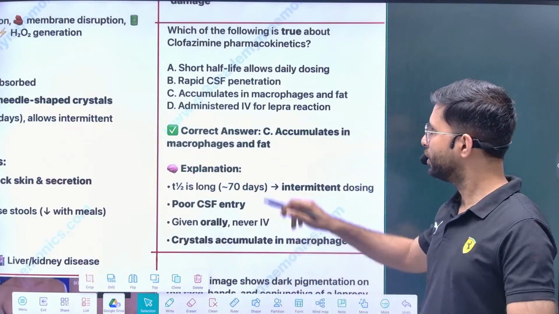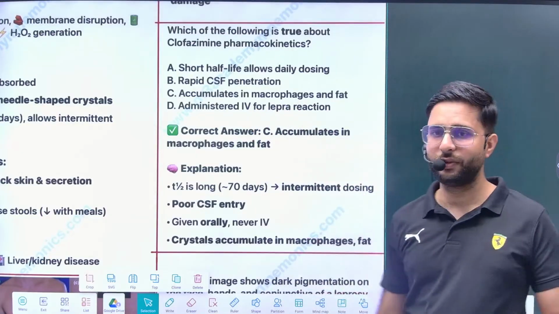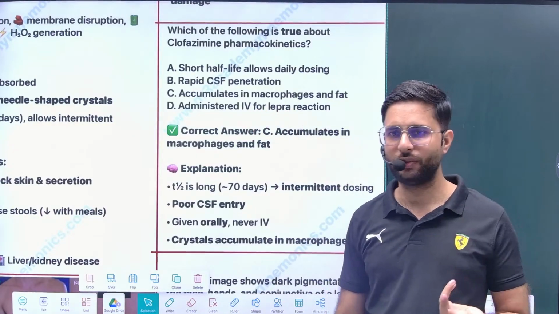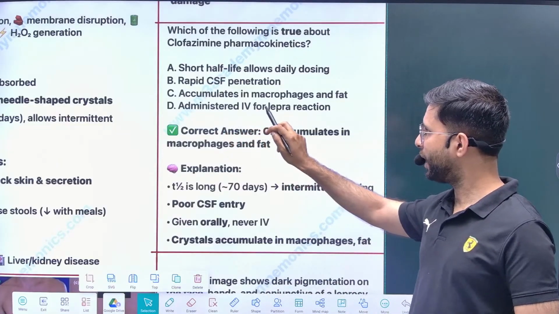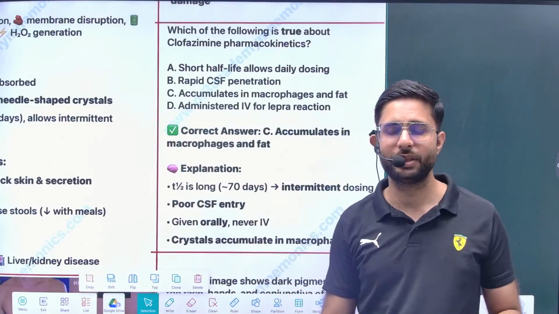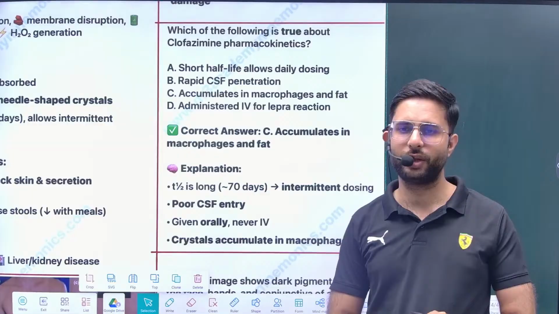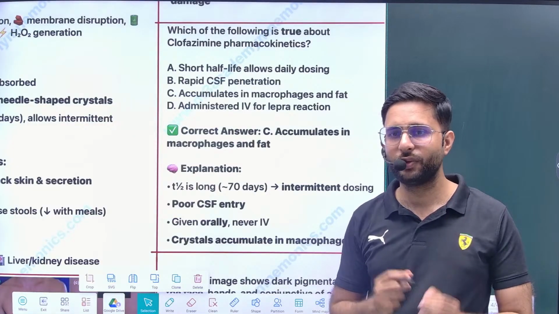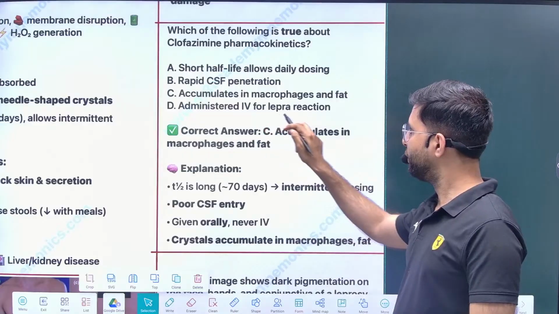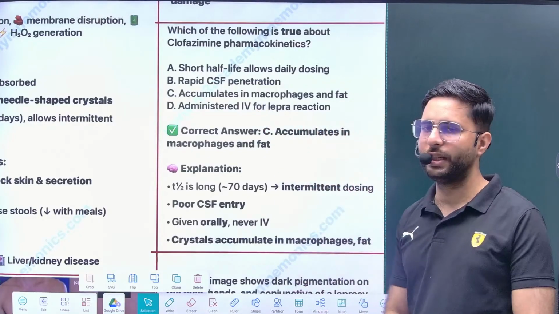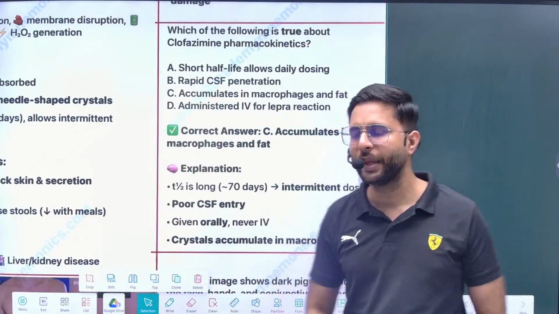Next is accumulated in the macrophage and fat. Yes, correct. M for macrophages we already discussed. Organ distribution: administered IV for lepra reaction. It is administered orally for lepra reaction, not IV, because we discussed the full form of clofazimine. O for oral. So in lepra reaction you will give it orally. We saw the organ deposition in the macrophage.